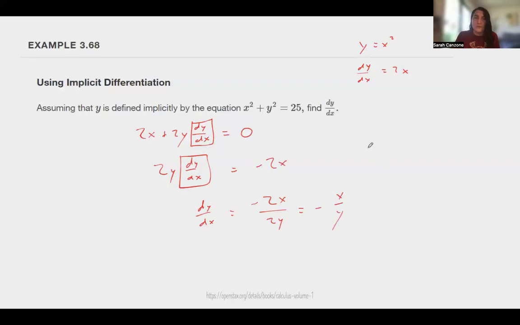All right, we haven't been given a point or anything like that. If we were, we could plug that in. But from our given equation, we've now found that dy/dx is negative x over y.